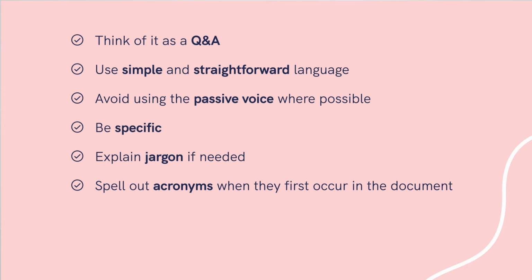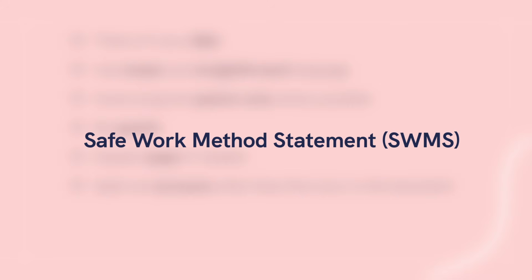Spell out acronyms when they first appear in the document. Don't assume that every single person reading the document will understand what each acronym means without you spelling them out. For instance, in construction work, SWMS should be spelled out as Safe Work Method Statement. Pre-starts should be spelled out as Pre-start checks. So in your report, it will look something like this: Safe Work Method Statement, and then in brackets SWMS. Then all subsequent references would just be SWMS.